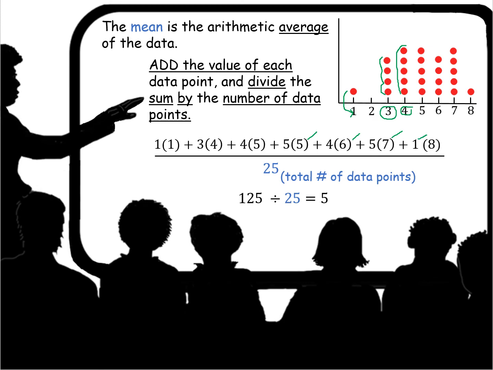Well, the total number of dots is 25, those data points. So we take the total after we do our multiplication, we add them all up, 125. We divide by the number of actual data points, and we find that our mean for this particular distribution is 5.